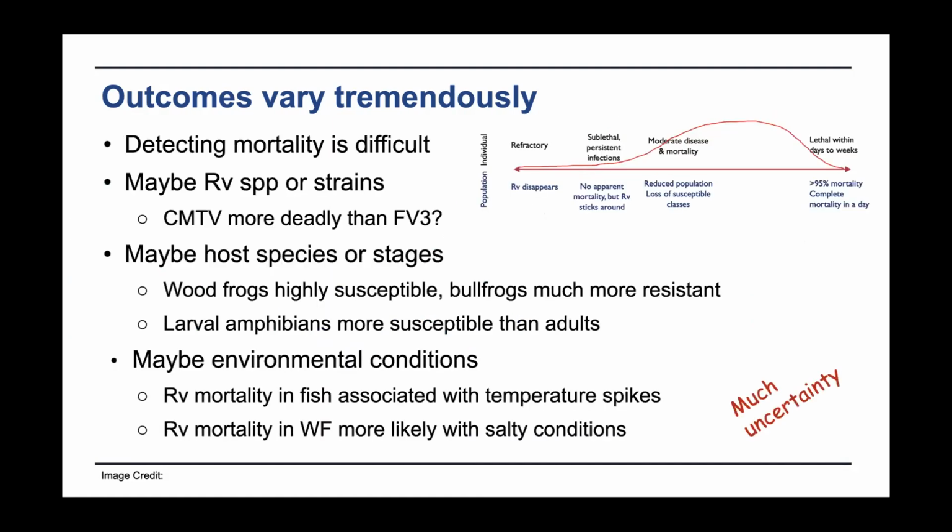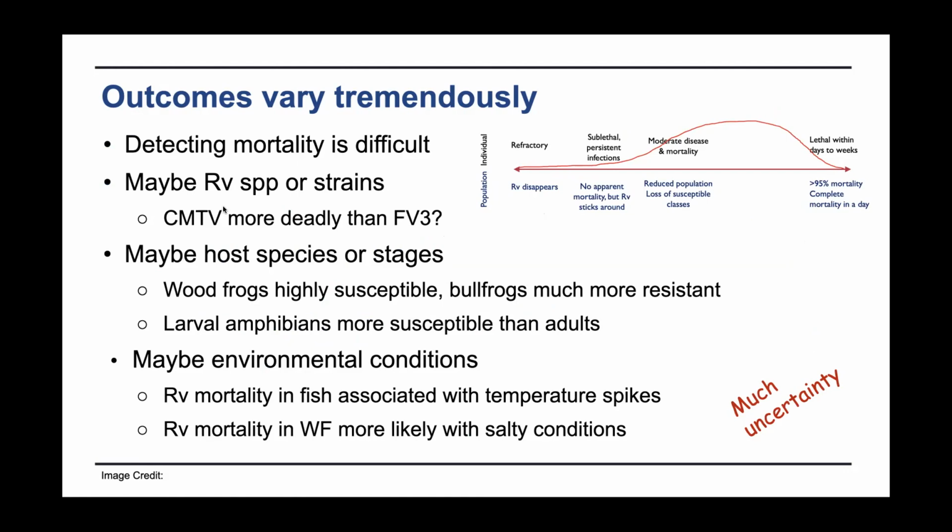Now, why are there such different outcomes? There's just a really wide range of possible explanations. The first thing I want to point out is that detecting mortality is difficult. So we're probably missing a lot of mortality events or low-level mortality. Carcasses disappear surprisingly rapidly.